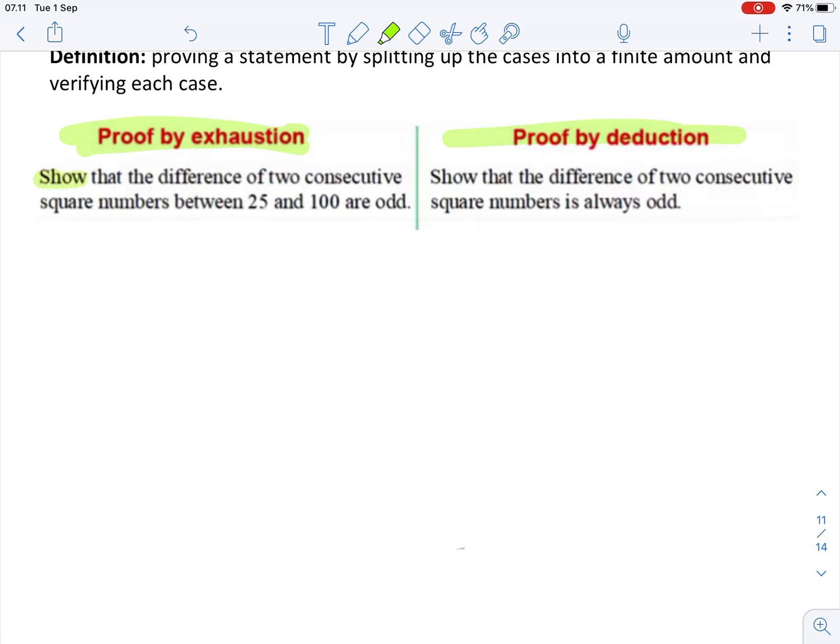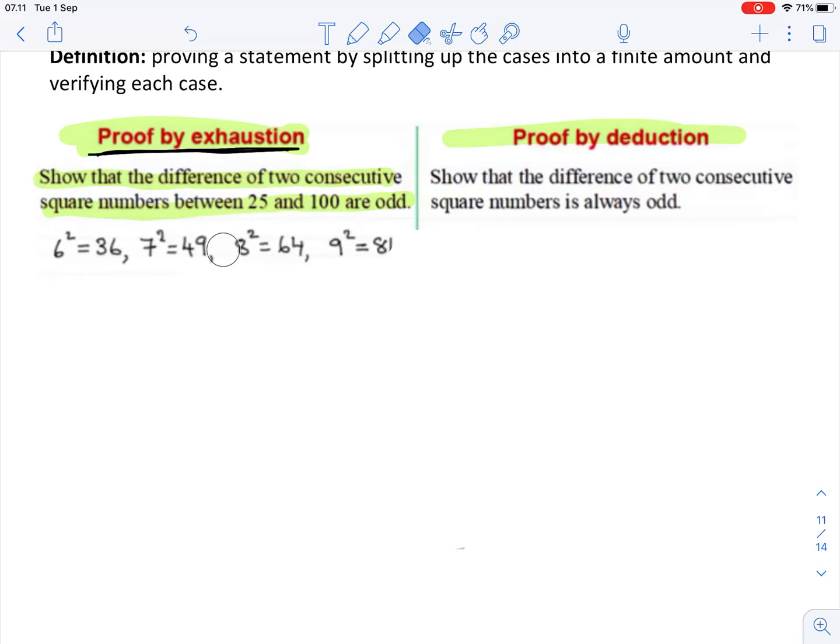All right. So here it says, show that the difference of two consecutive square numbers between 25 and 100 are odd. Now, initially when I read this, I'm thinking, okay, show the difference. That seems like kind of a lot of work, but it's only between 25 and 100. We're only talking about square numbers. I might be able to just list all of these off, exhaust all the possibilities, and show that each one of them, the difference of two consecutive square numbers, is in fact odd.